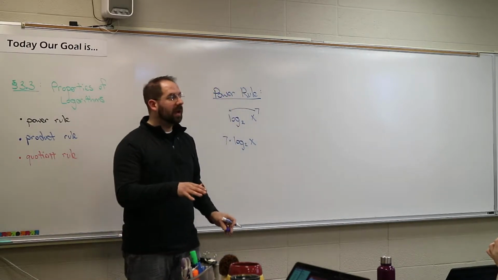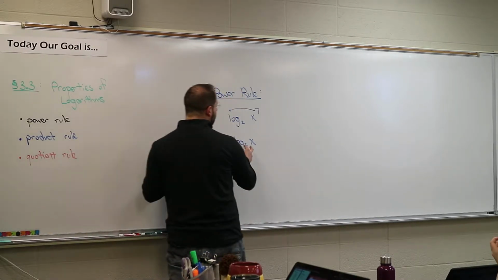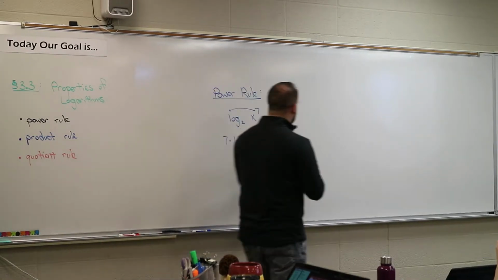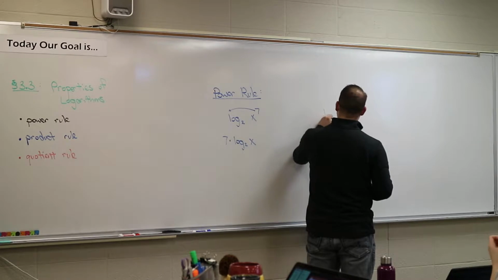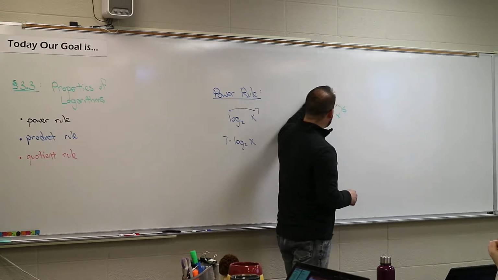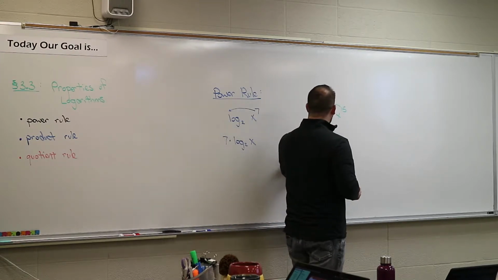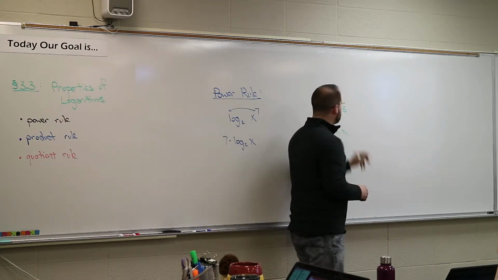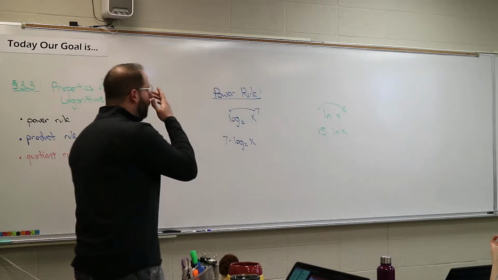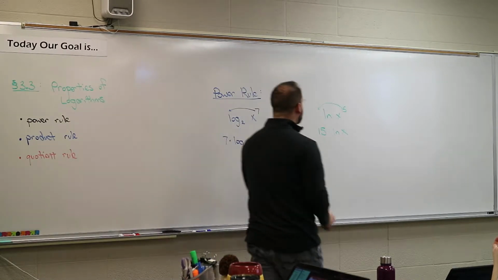Now it doesn't matter which type of log it is. It could be a natural log. So it could be a problem like this: natural log of, let's say, x to the 15th. We can still drop the power out front and we can write it like this. That still works, and it just multiplies on it. So it doesn't matter the type of log.